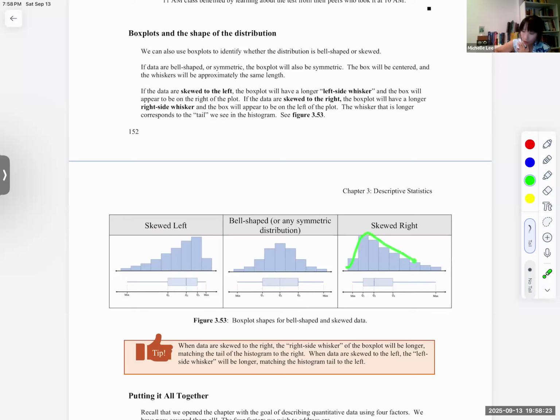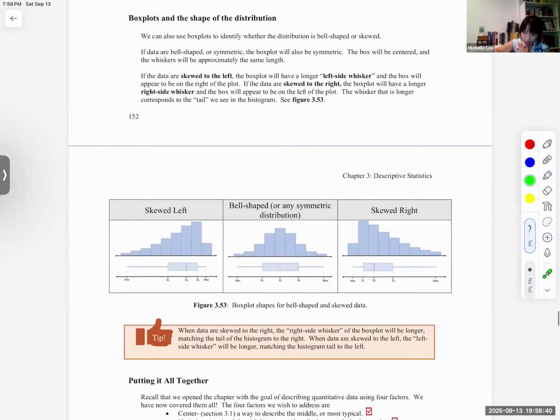How about skewed right? More data on the right, right? Looking at the box on the right, it is bigger, and the right whisker is bigger, right? Okay, very good.